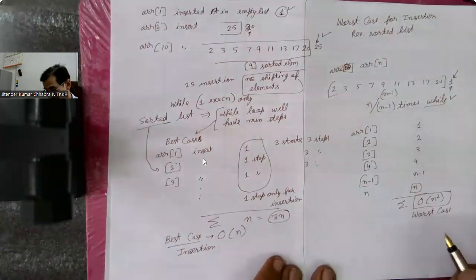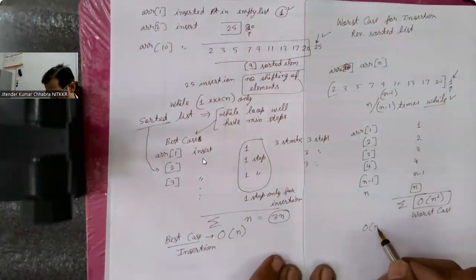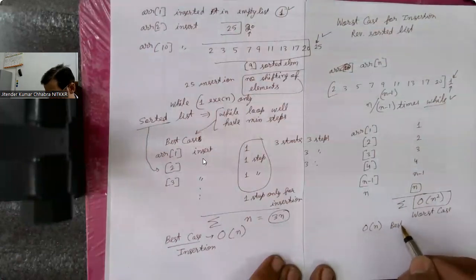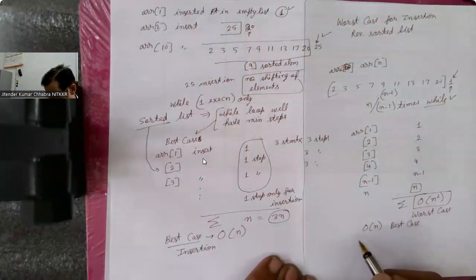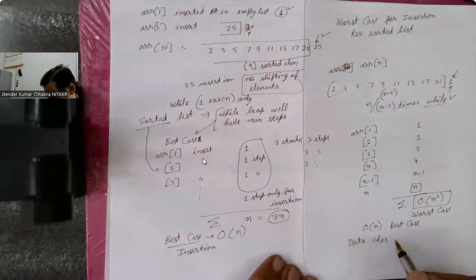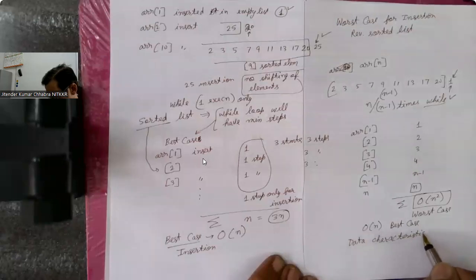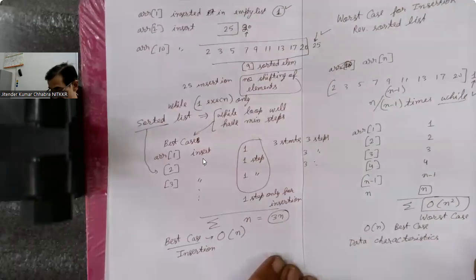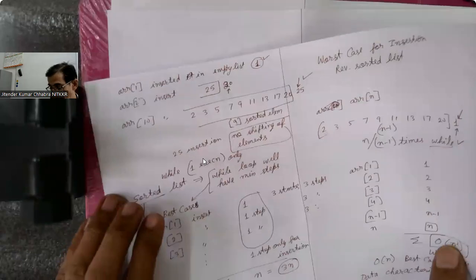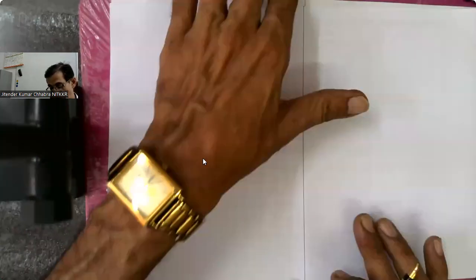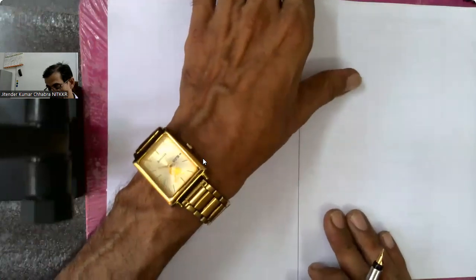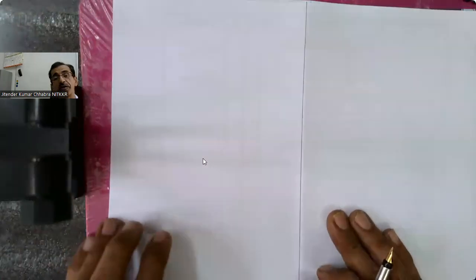But in best case, it is going to be order of n. Hence, there are some algos which depend on data characteristics. Selection sort was not, but insertion sort is. On the other hand, it doesn't mean that a sorted list is always the best case. Don't assume that. That assumption will be false in case of quicksort.